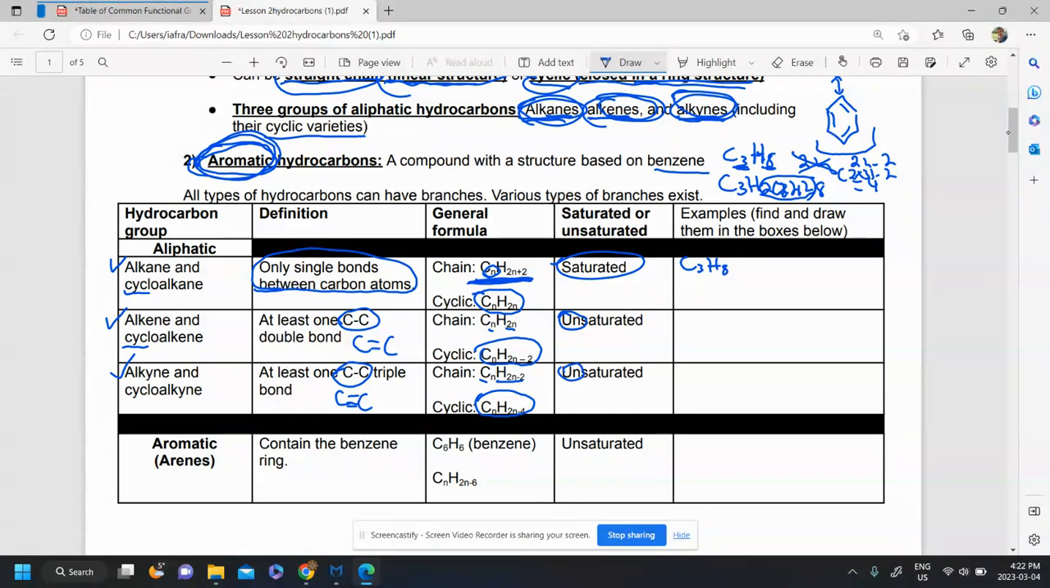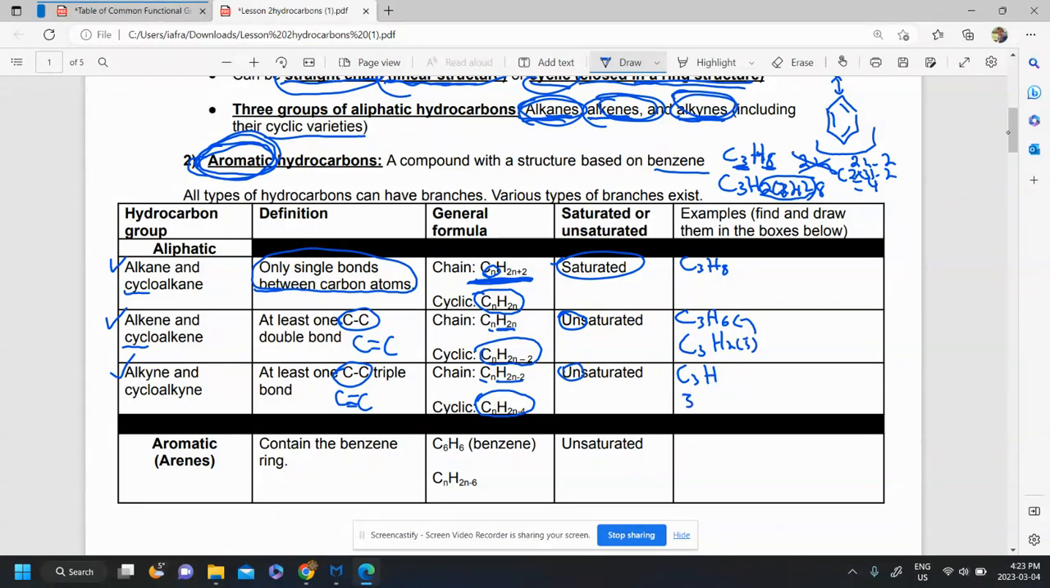Let's take a look at if I want to make an alkene that had 3 carbons, well, I do C3, okay? And then the formula is CnH2n, so 2 times 3 is 6, C3H6. Just to show you the work here, C3H2 times 3 would give me C3H6. And if I want to make an alkyne with 3 carbons, I would have C3H.